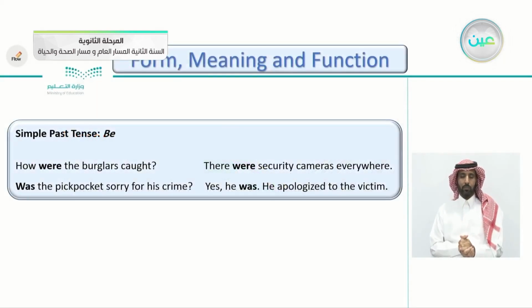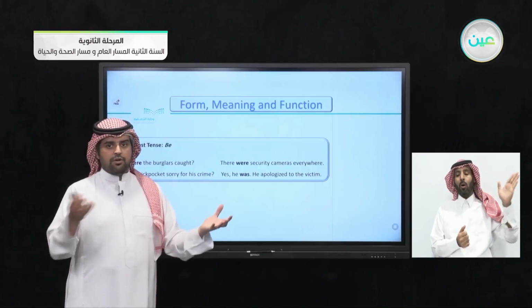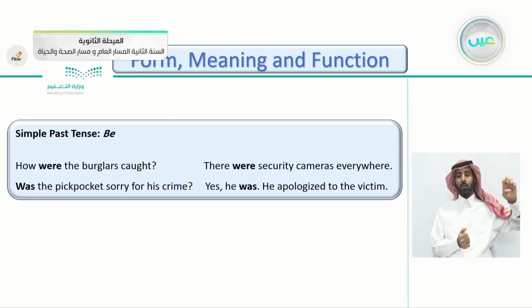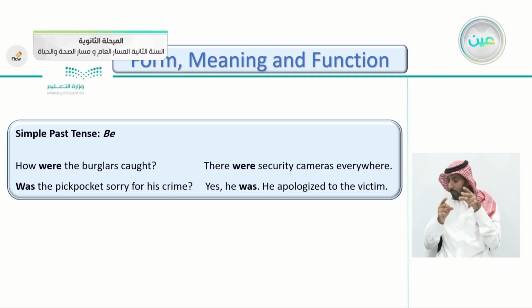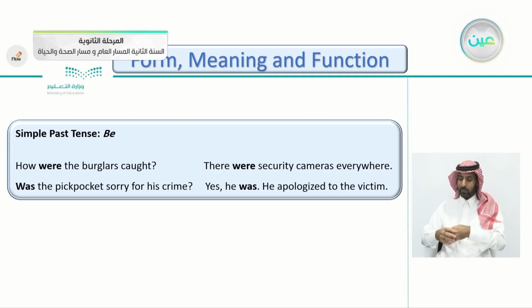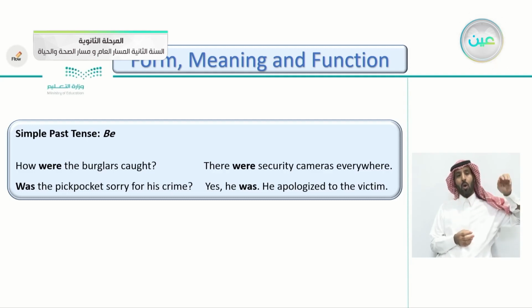So let's begin here with the simple past tense of be, the verb to be. Of course, the simple past for be, we have was or were. Here are a few examples. How were the burglars caught? Were with the plural, of course. How were the burglars caught? There were security cameras everywhere. Was the pickpocket sorry for his crime? Was with a singular, of course you know that. Yes, he was. He apologized to the victim.